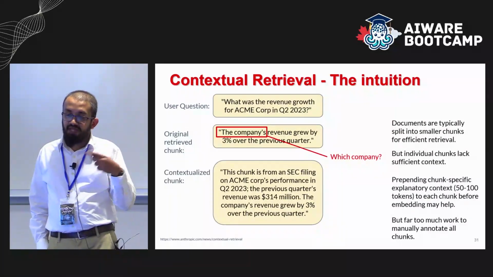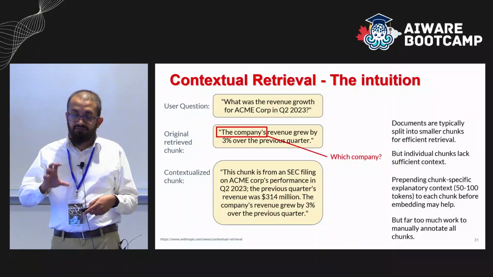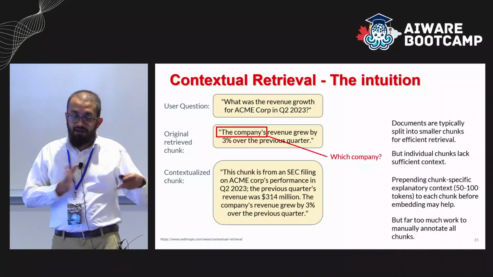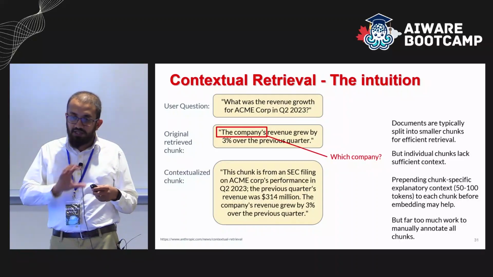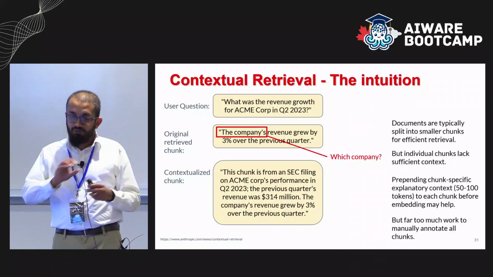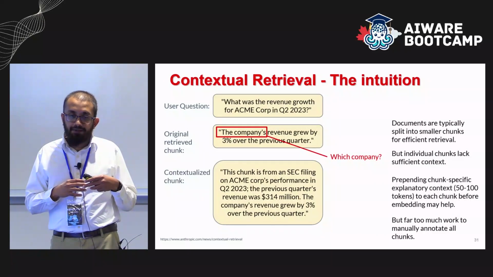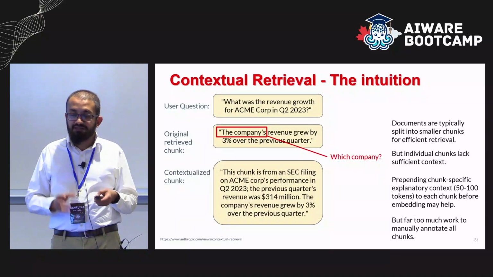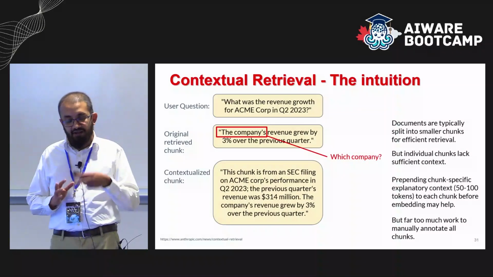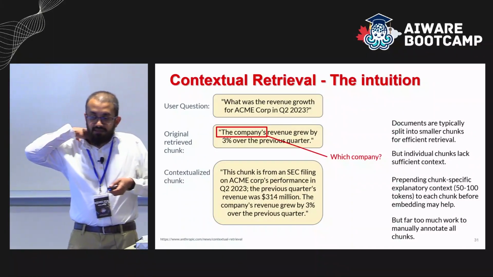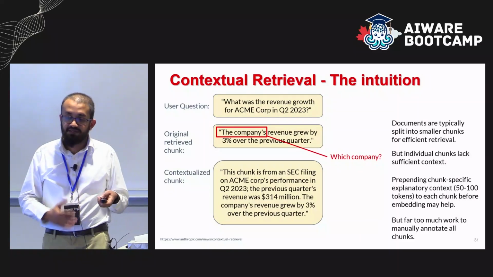So what they propose is, before creating embeddings for these chunks in our documentation, what if we have some surrounding context wrapping around these sentences or chunks to give more information. For example, here you can see in the contextualized chunk, they have added information. Okay, this is coming from this SEC filing. This is about Acme Corporation's performance, and this is coming from this year.